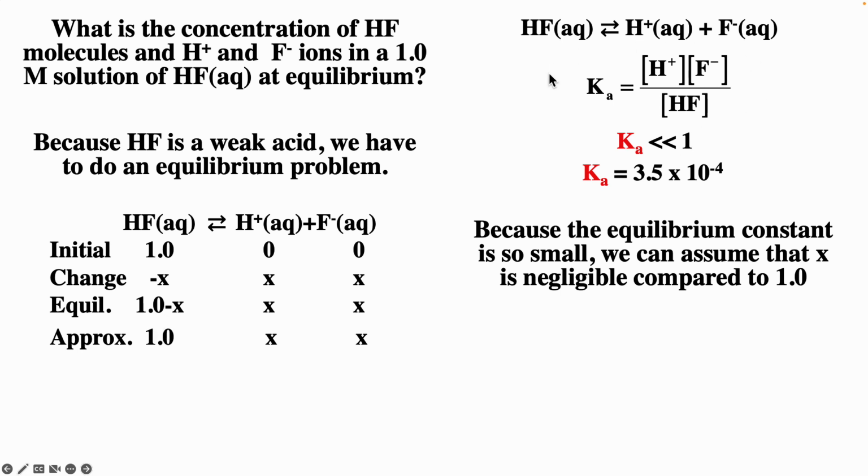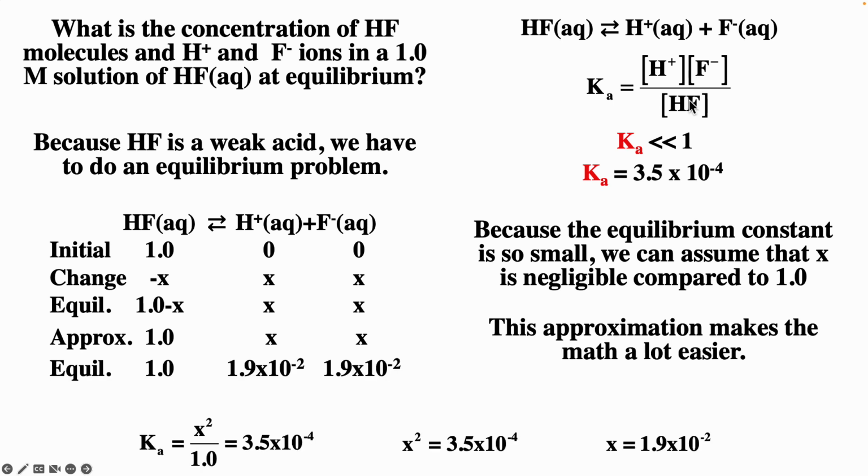Now, here's our equilibrium expression. Products over reactants, coefficients become exponents, pure solids and pure liquids do not appear. And so we can plug in X and X for the hydrogen ion concentration and fluoride ion concentration, and 1 for HF. And so that gives us Ka equals X squared divided by 1. And the Ka was 3.5 times 10 to the minus 4. And so if we take the square root, we get that X is equal to 1.9 times 10 to the minus 2. And so that's the hydrogen ion concentration and fluoride ion concentration at equilibrium.